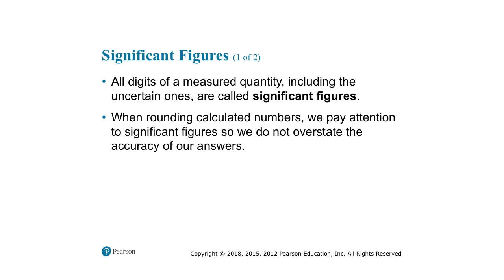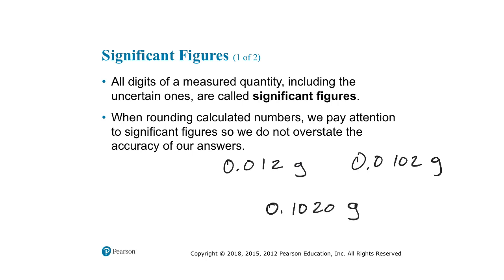I'm sure the next slide is going to go into the sig fig rules, but let's do a couple examples here, where we have 0.012 grams versus 0.0102 grams versus 0.120 grams, and identify how many significant digits there are in each of these values. The significant figures here would be 2, here would be 3, and then here would be 4.